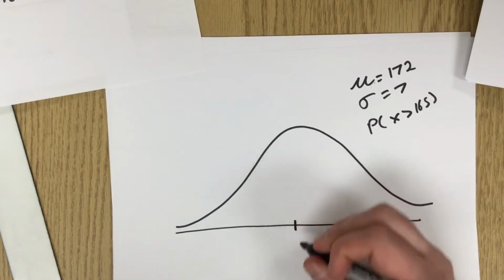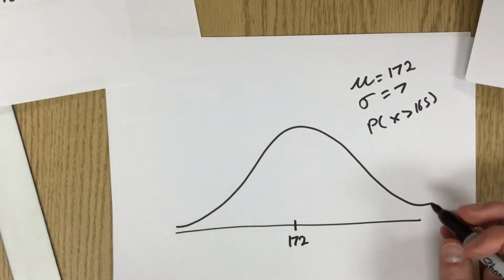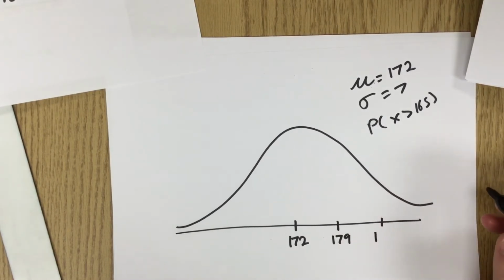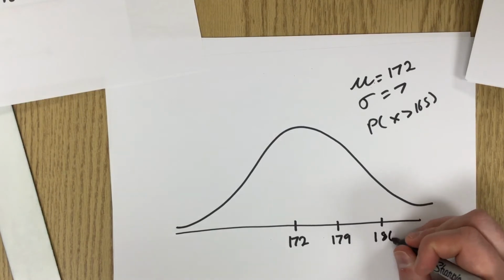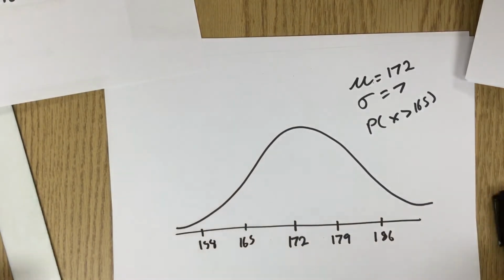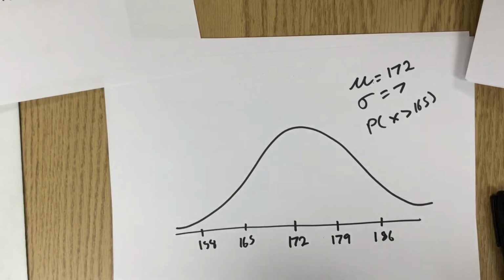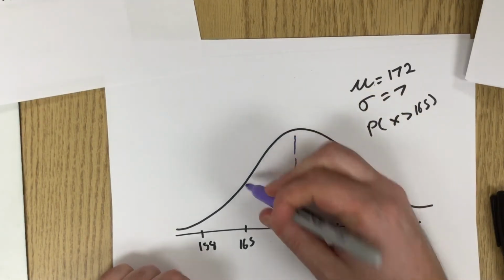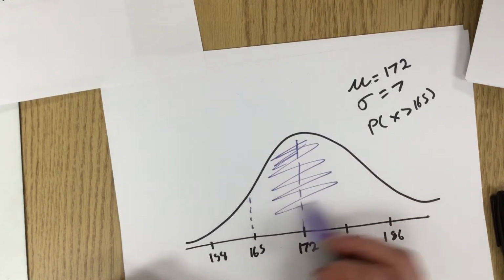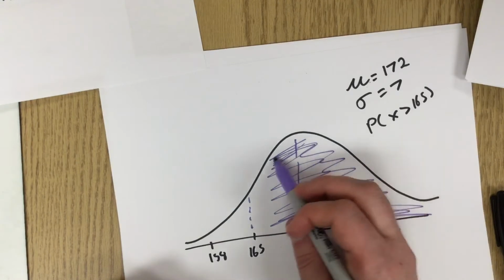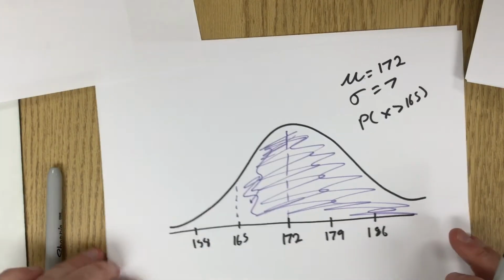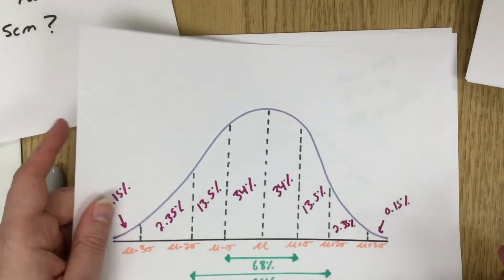So the mean is 172, and then 1 standard deviation away is going to be 179, plus 7 is going to be 186, subtract 7 is 165, 158. Now this is our distribution, and we want the probability that it's bigger than 165. So we want this entire probability over here. You could pause the video and try to figure it out yourself based on the percentages we have over here.